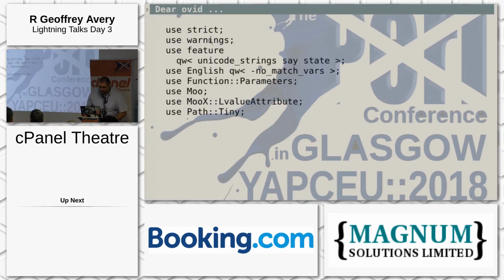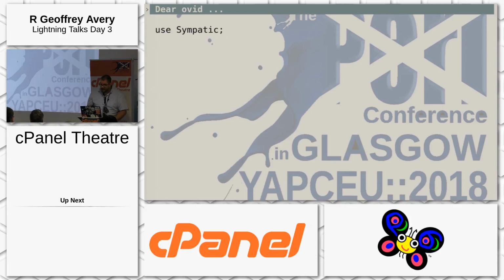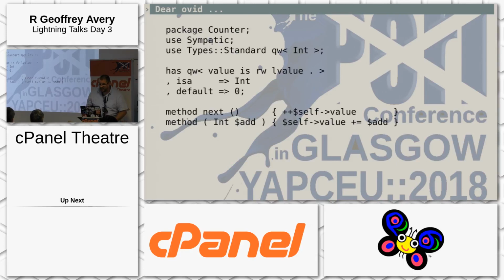I want to reply to Ovid. You know what? I completely agree with you about this problem of signatures and so on, and we decided in the Sampa project to have this short boilerplate, which is a module now on cPanel named Sympathetic, and a basic object is now declared like that. So it's short and it's typed, and we have a method and so on.